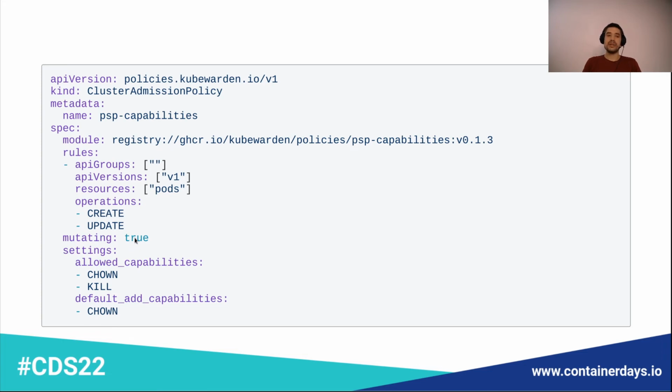This is a mutating policy. That means that it can mutate the pod request. And here we have the settings. In this example, we are saying, okay, allow these two capabilities, CHOWN and KILL. That means that if you try to create a pod that contains a capability that's not listed here, it will be rejected. And we're adding by default this capability, CHOWN, which means that even if you don't provide this capability, this policy will append it to the pod. That's why it's a mutating policy. So yeah, let's see this in action.